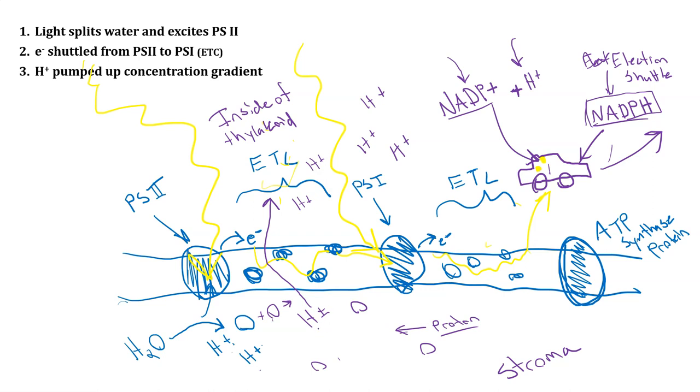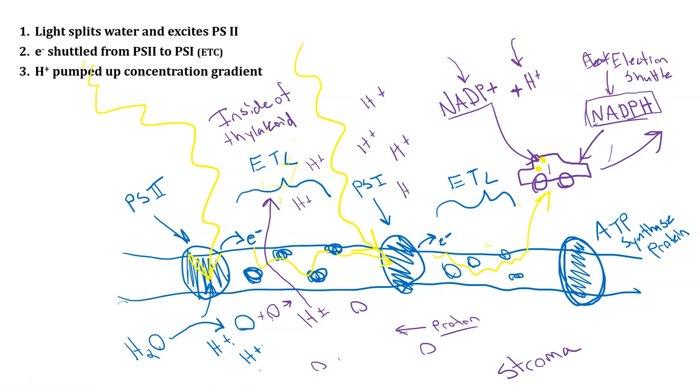Because after this has been going for some time, we have a low concentration of hydrogens inside the cell and a higher concentration building inside the thylakoid. So this is going up a concentration gradient. It doesn't naturally want to go from a low concentration to a high concentration, but because of the electrical charge and the draw of that charge of an electron, it can force the hydrogen to go in a way that it wouldn't normally otherwise go, from low concentration to high concentration.